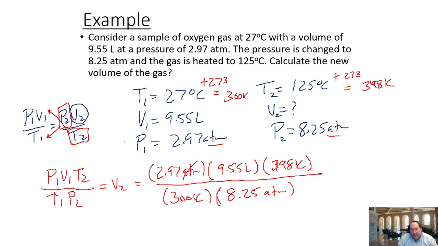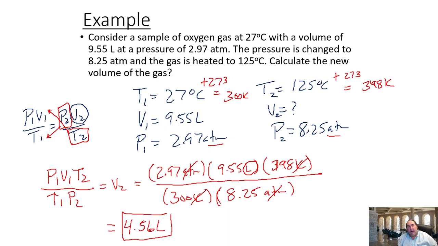Well, atmospheres there and there cancel. Kelvin there and there cancel. That leaves us liters as our unit, and that's good because that's a volume. So 2.97 times 9.55 times 398 divided by 300 divided by 8.25 is going to give us 4.56 liters.